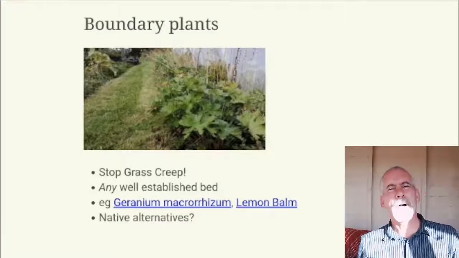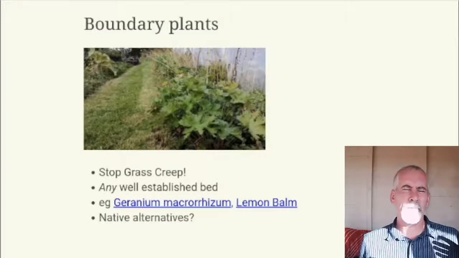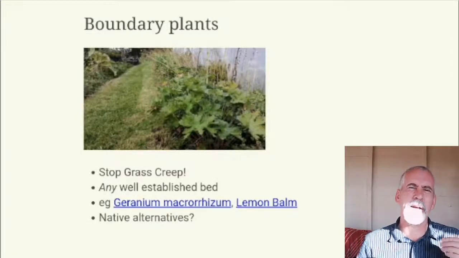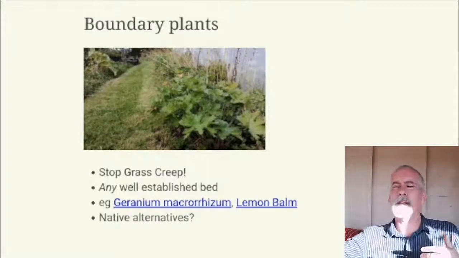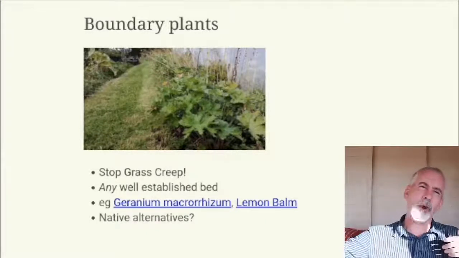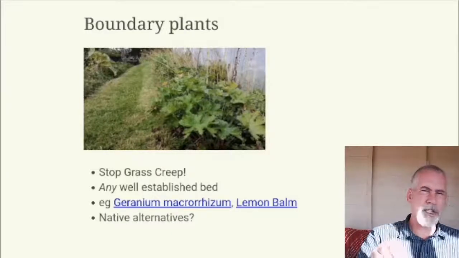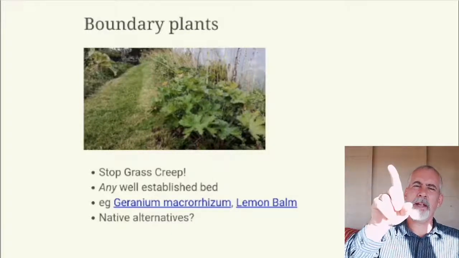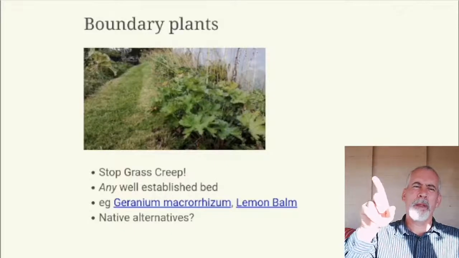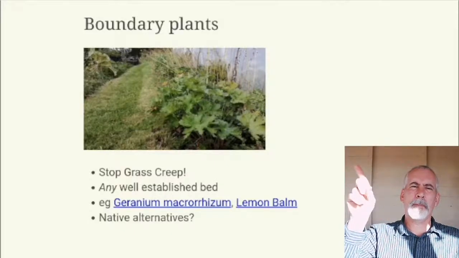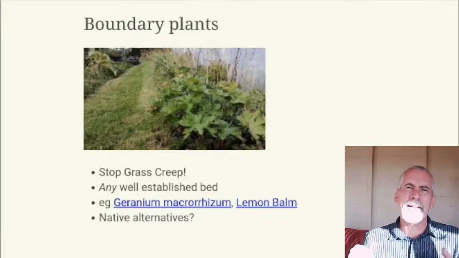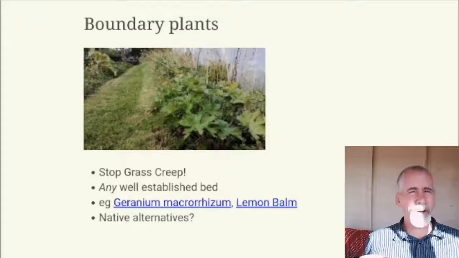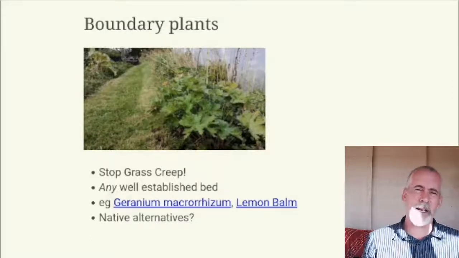The problem with grass paths is that they will just keep on growing and growing, and you get grass creep, where a grass path will go into a border. I don't know if you can see on this photograph here, there are some boundary plants I use. Any well-established bed will stop grass from getting in. If it's little, then it won't. The grass will just come in, and you've got to keep yanking it out.